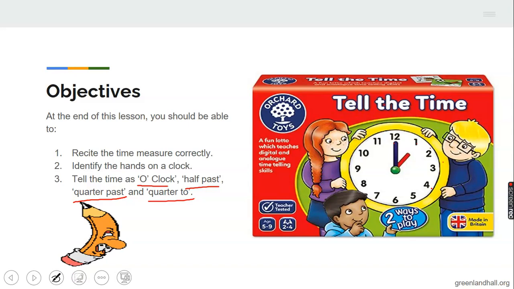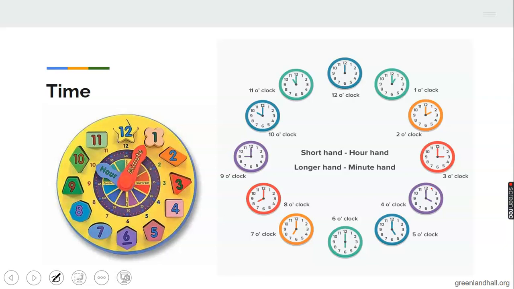Okay, we are looking at time. Time refers to the part of the day that we are in. And then we tell the time by looking at the face of a clock. The face of a clock has 12 digits. As you can see, the 12 is always written here.